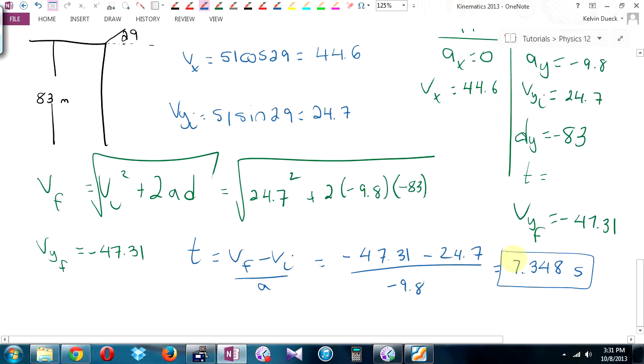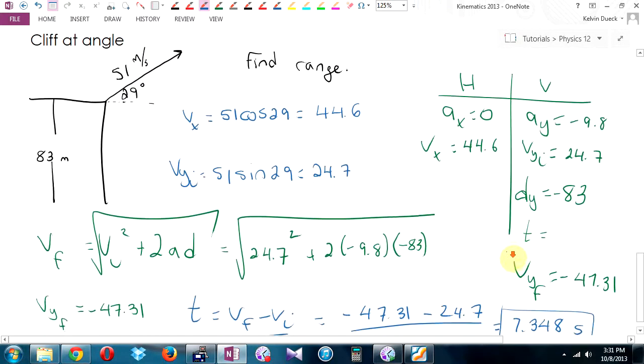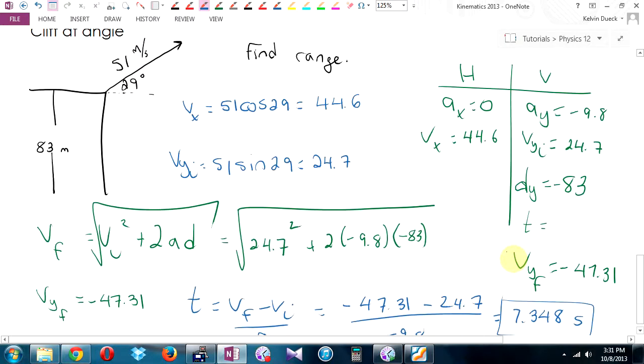It's not what they asked me to find. It said find the range. Do you see it, Matt? Now I can actually add time in this column here. Now I do have three things. I can find the fourth.